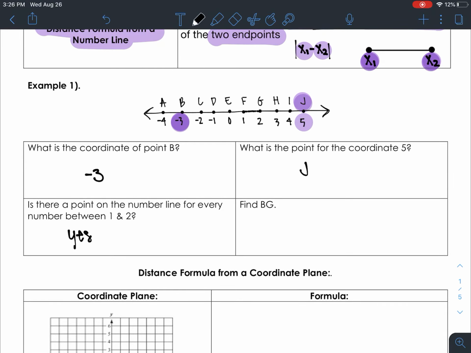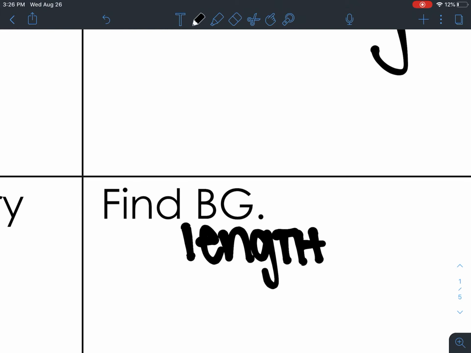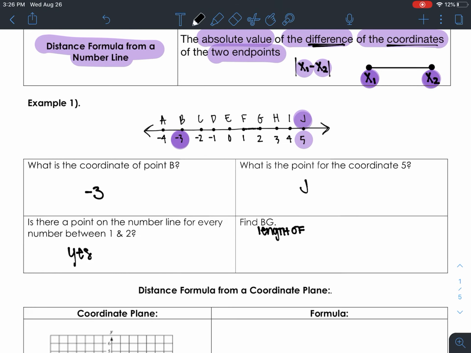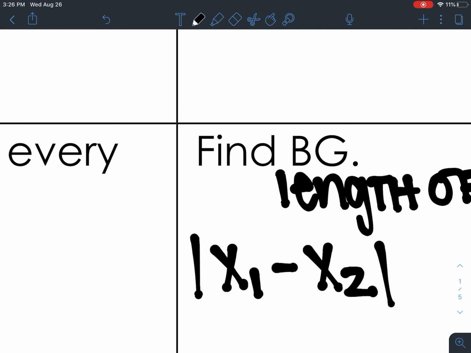Now, this last one, it says find BG. Remember, when we have the segment without the hat on it, what that actually means is the length of BG. So this is the length of BG. There are 2 different ways of doing this, okay? Let's use the formula that we generated, which was the absolute value of x1 minus x2, okay?